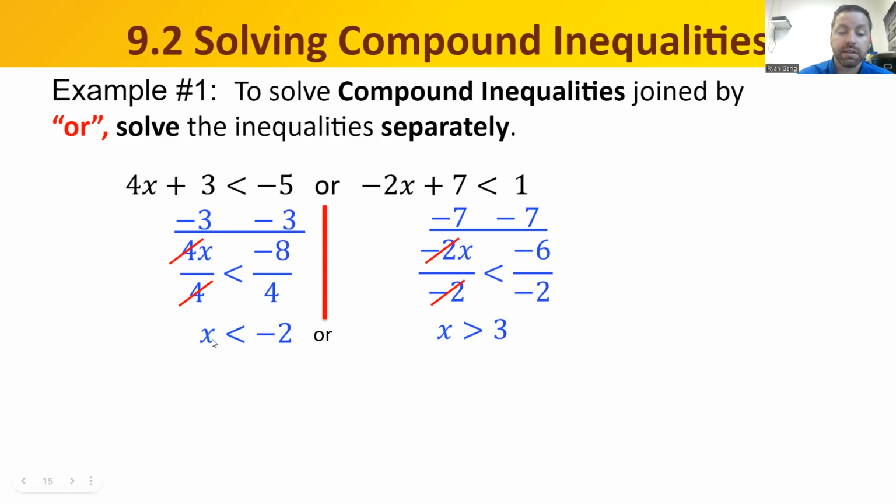So now let's look at that. X is less than -2 or x is greater than 3. That is how you write your solutions right there. Literally, as you see it, x is less than -2, and you need the word or, x is greater than 3.